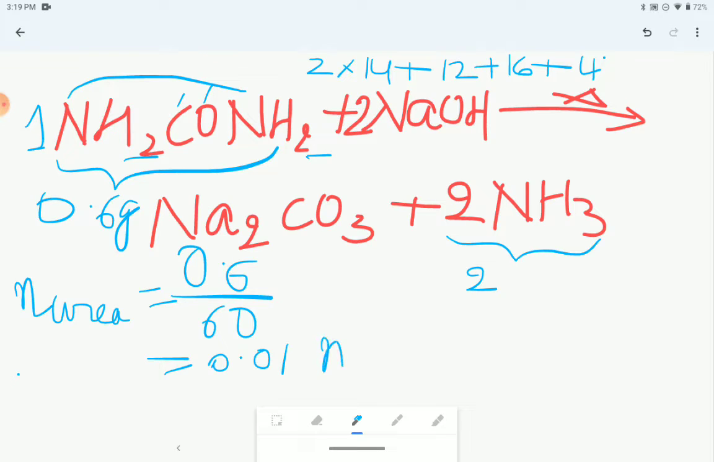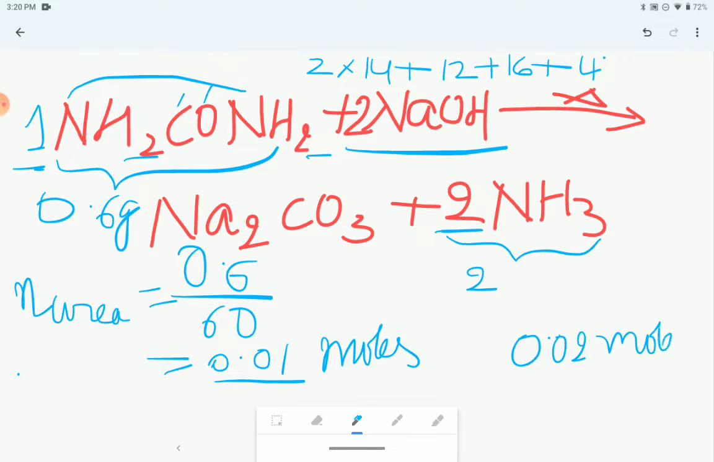So 0.01 moles of urea is reacting with some X moles of NaOH. It results in double this ammonia's number of moles. So if 1 mole is reacting, 2 moles are produced. So here 0.01 moles are reacting, so 0.02 moles of NH3 will be the product, right? Yes.